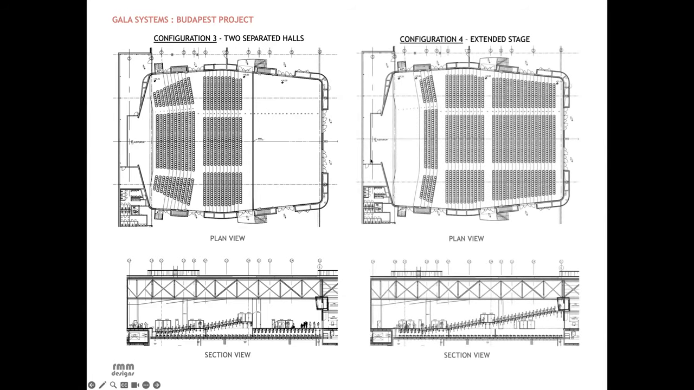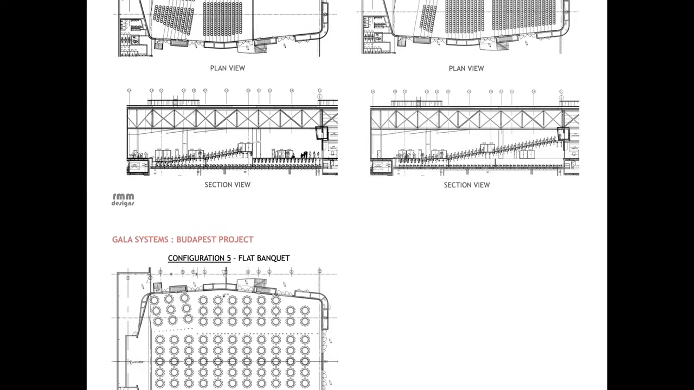Here, what you see is the stage area has increased substantially. So for some events where you need a larger stage area, where you have more performers, your stage can extend straight up further as much as you want. And the balance portion can then become your step seating. So this is another arrangement that you can have.